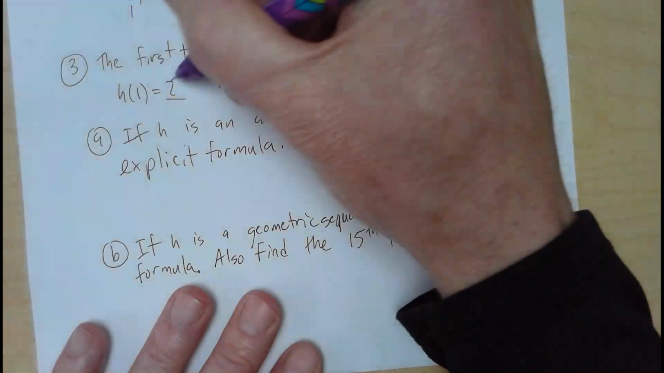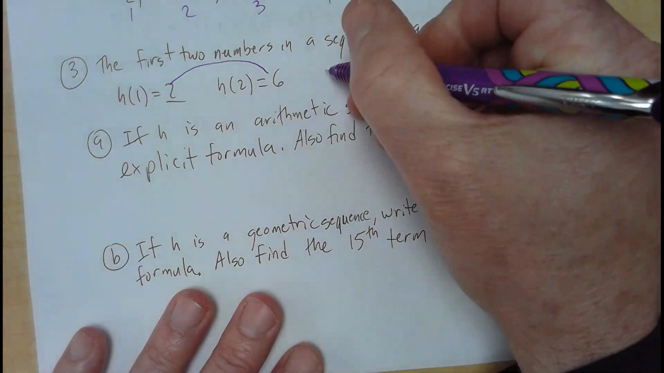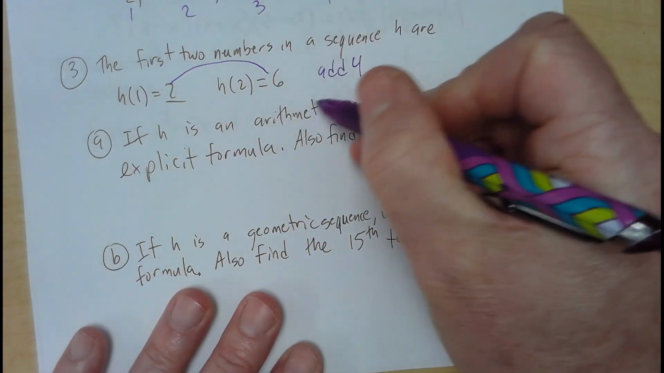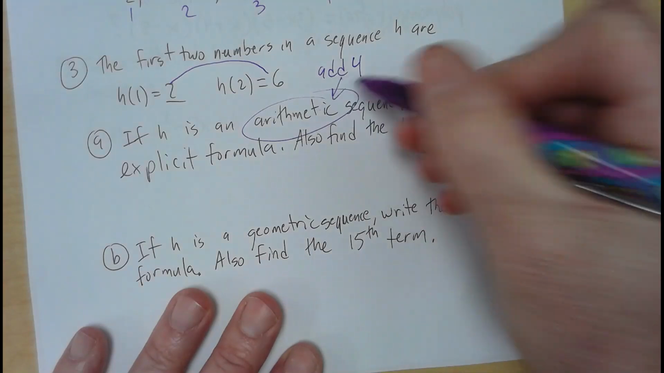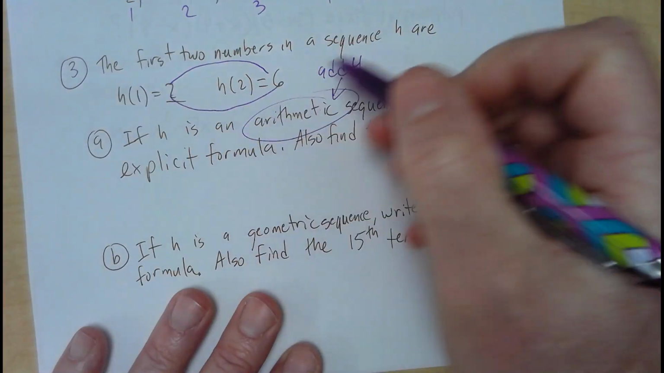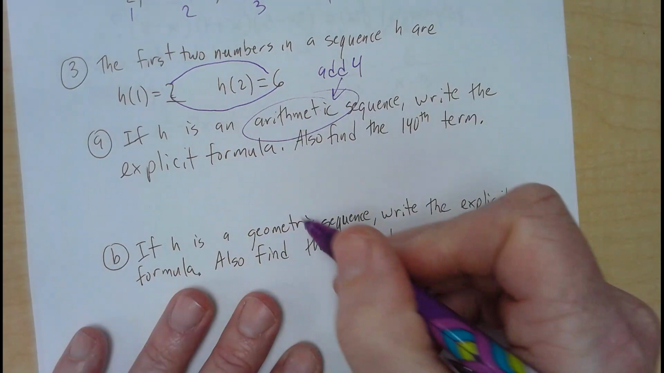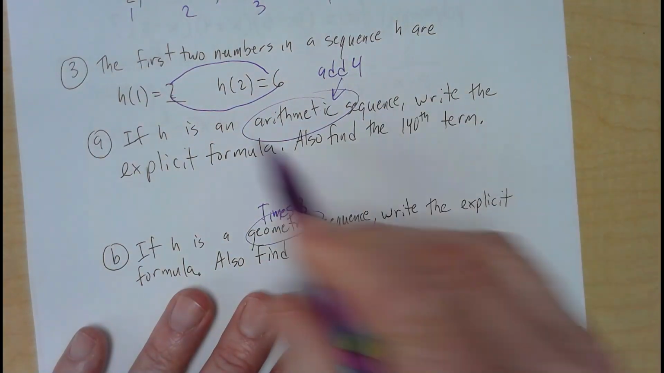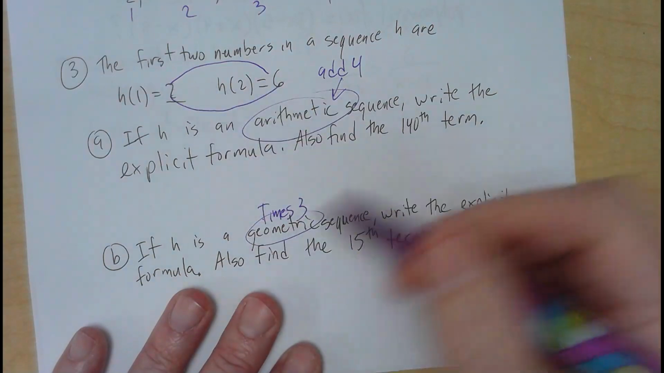So to go from here to here, you are adding 4, and that's going to be thought of as arithmetic, right? That's adding 4. To go from here to here, you're multiplying by 3. So you're doing times 3. And so there's times 3 and then add 4, the two ways to do this.